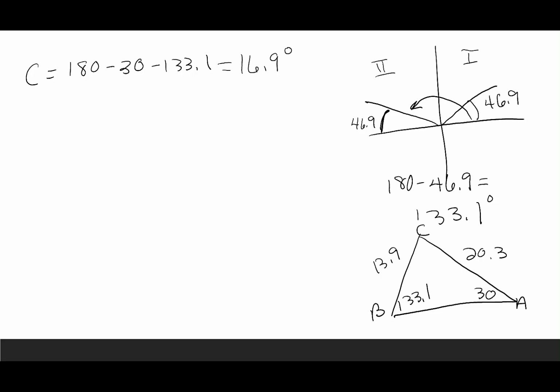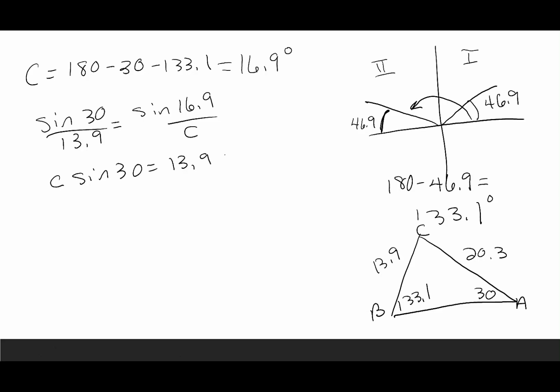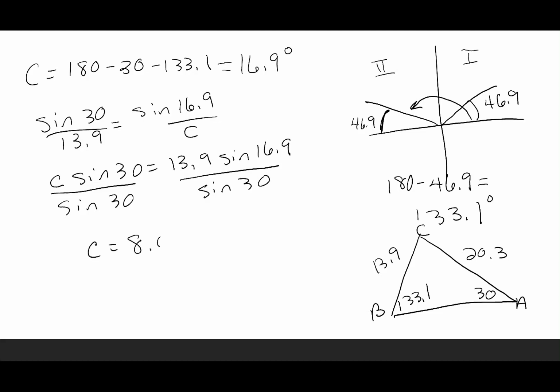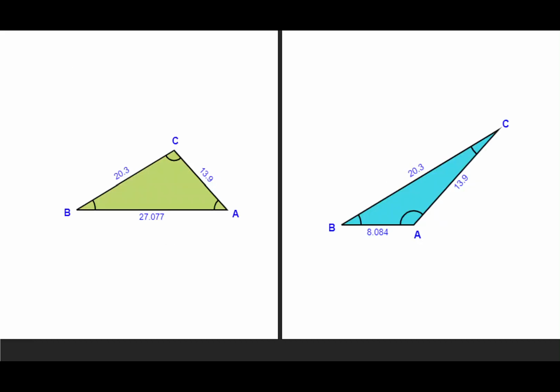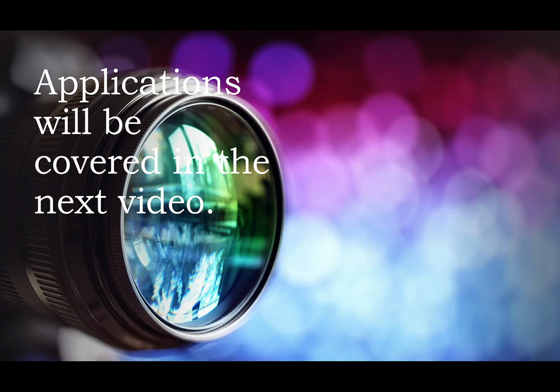Then to find our side c, we have the sine of 30 over 13.9 is equal to the sine of 16.9 over c. Cross multiplying one more time, I have c sine of 30 equals 13.9 sine of 16.9. Divide by the sine of 30, which says c is 8.08. To help you visualize our results, I made two triangles, case 1 with an acute angle, case 2 with an obtuse angle. We'll do applications of the law of sines in the next video.